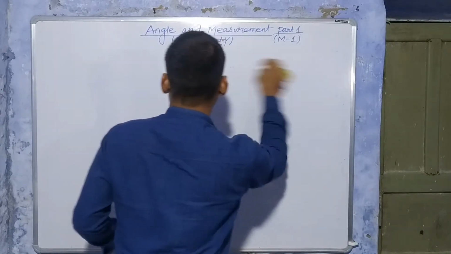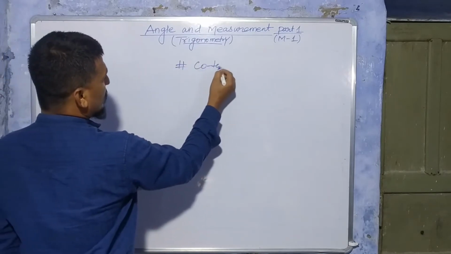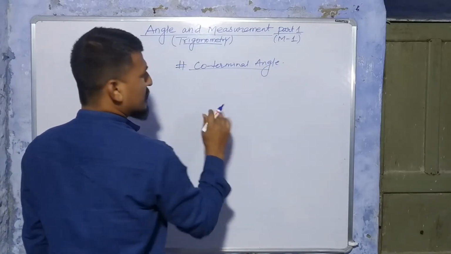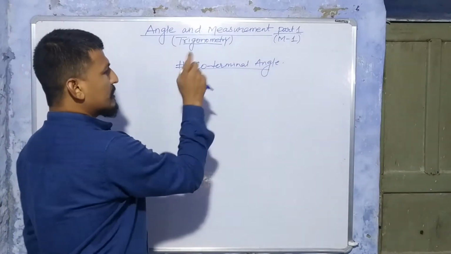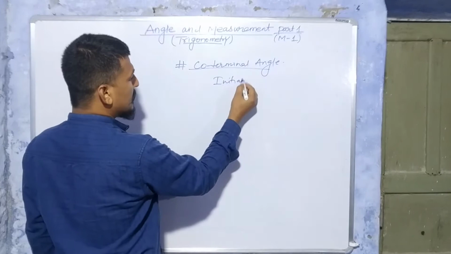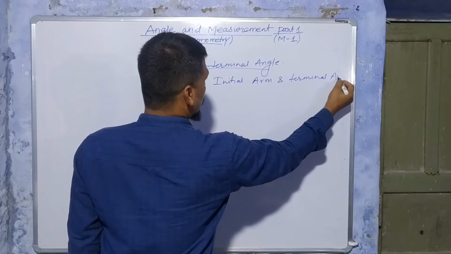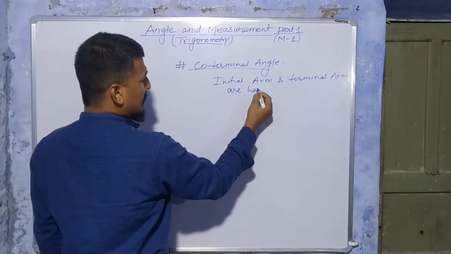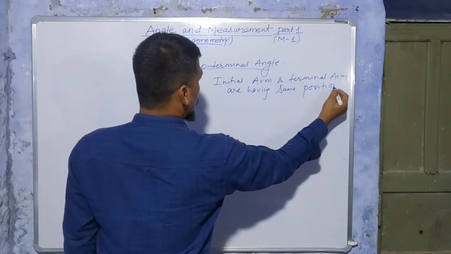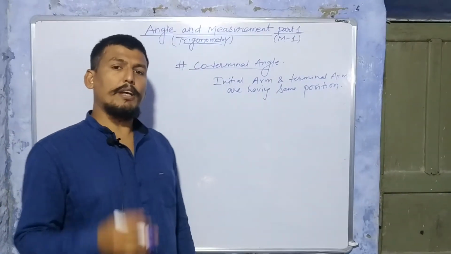This is very important, so have a look at this. Co-terminal angle, right? The word co means two. In case of co-terminal angle, the initial arm and terminal arm are having the same position. If initial arm and terminal arm are having the same position, then the angles are said to be coterminal.